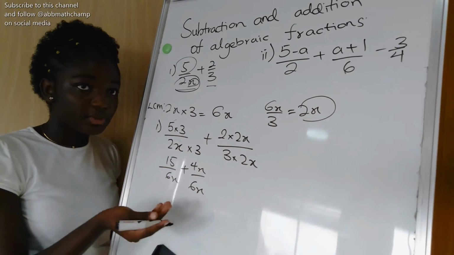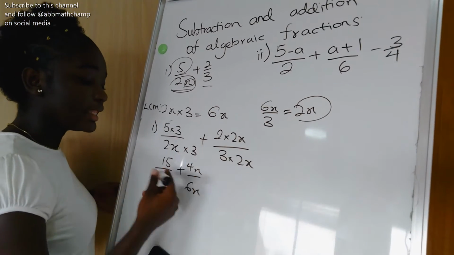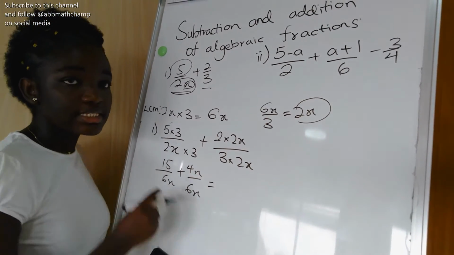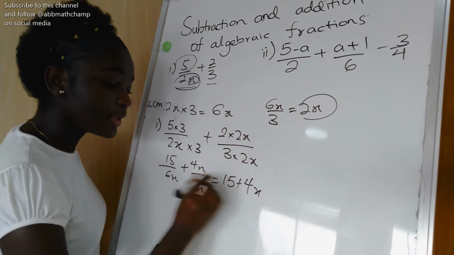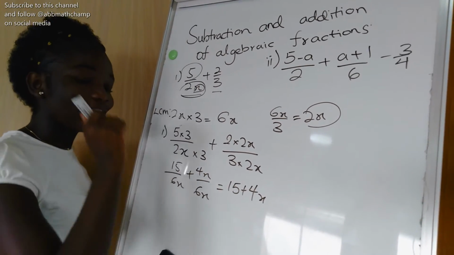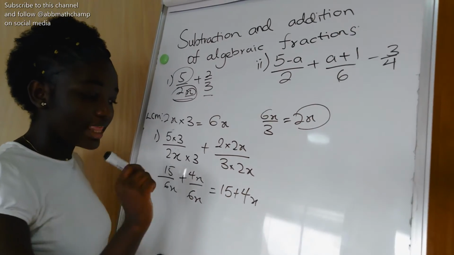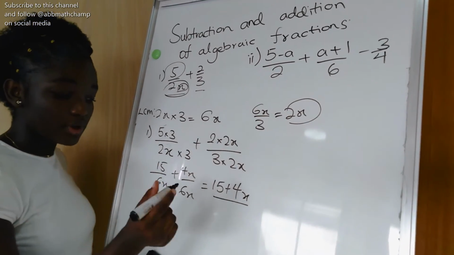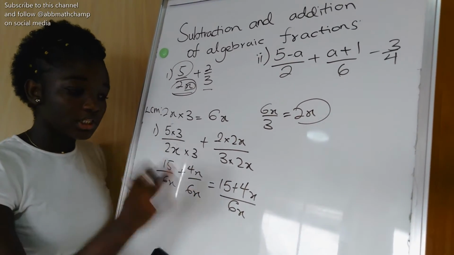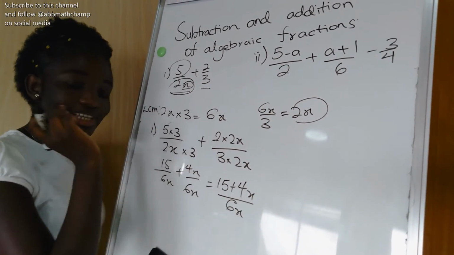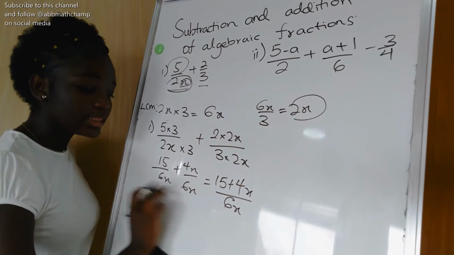Now we have the same denominator, right? So you can go ahead and add the numerator. But since they are not like terms, you will just write them. It wouldn't become 19x because they are not, and I repeat, not like terms. So that's 15 plus 4x all over 6x. You won't add the denominator. The denominator remains at 6x. You just add the numerator when the denominators are the same.